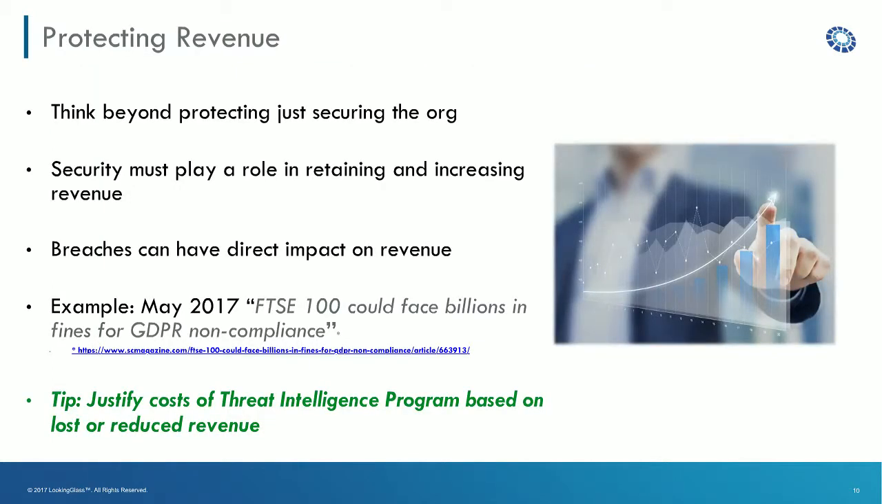A third aspect of justification for a threat intel program is around protecting revenue. The costs of a breach are obviously related, but revenue may be impacted in real time as well. For example, if you have a site or presence where you interact with customers directly and they have payment systems on your site, if your site is the target of a DDoS attack or has been impacted by some malware that for whatever reason renders the site unusable, that has a direct impact on your revenue.